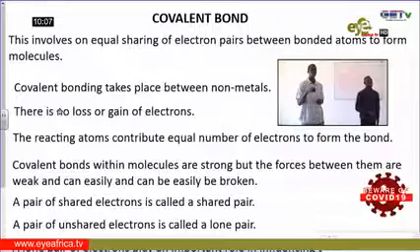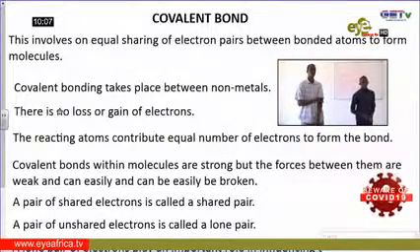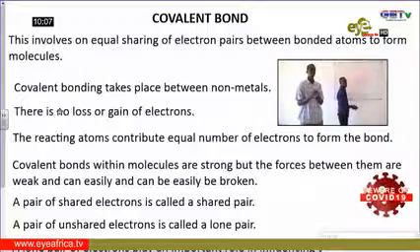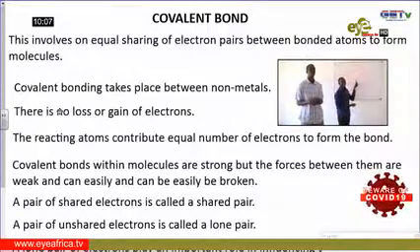A pair of shared electrons is called a shared pair or bond electrons. That is the shared pair here.